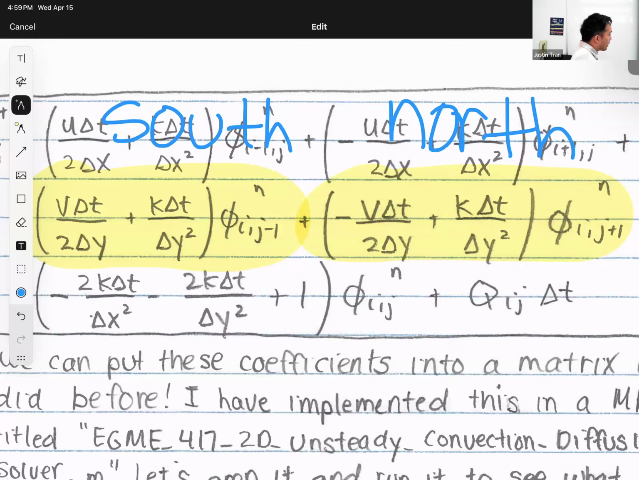I find this form a lot easier because oftentimes when you're presented with a problem like the homework, you have the values for the convection velocities, the diffusion constants, the grid spacing, and the time step size. I put it in this form to make it very easy to plug and chug. You have a singular coefficient for each unique neighbor, so that when you start time stepping, you know exactly what to plug in. So those are the coefficients for all of our neighbors.